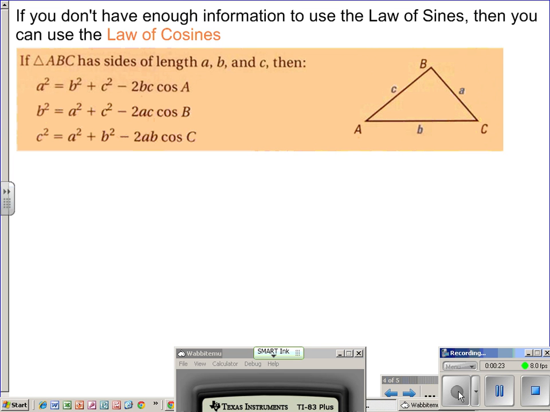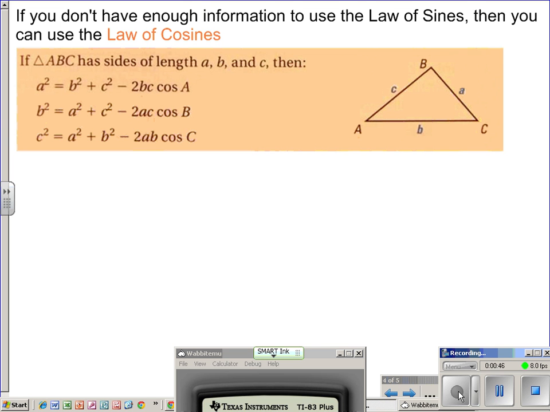So if you don't have a right triangle, you can't use those sine, cosine, and tangent ratios. The law of cosines that we'll be talking about here is kind of like a last-ditch effort. If you don't have enough information to use the law of sines, which is relatively easy to solve, it's just cross multiplying, the last thing you can use is the law of cosines, and that will always work if you don't have anything else.